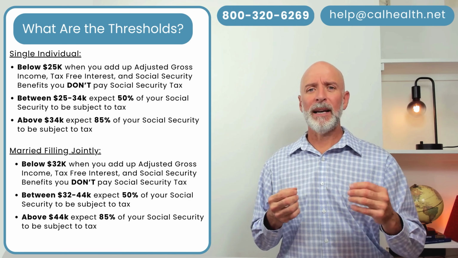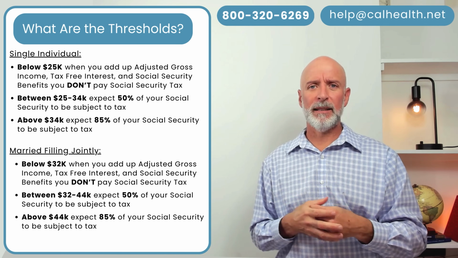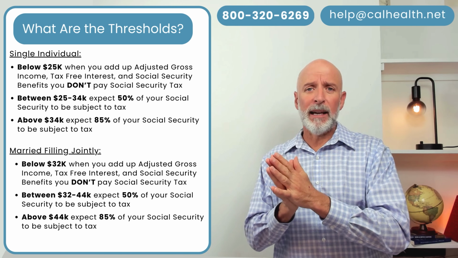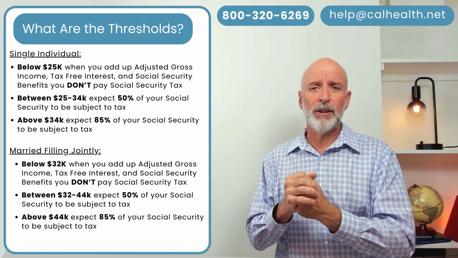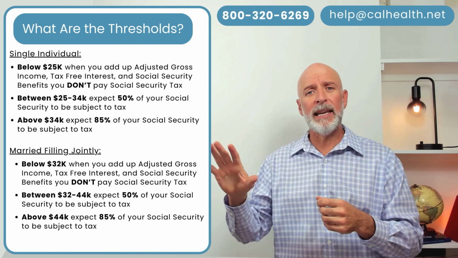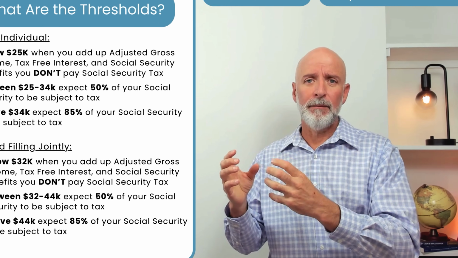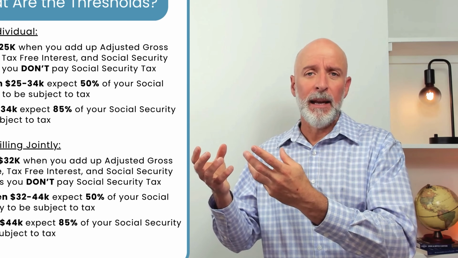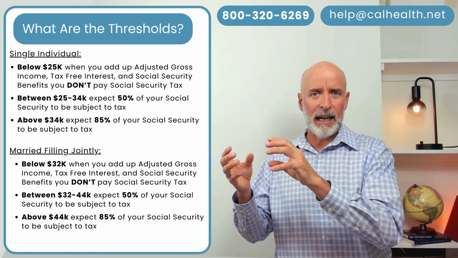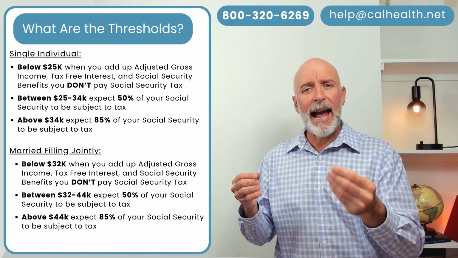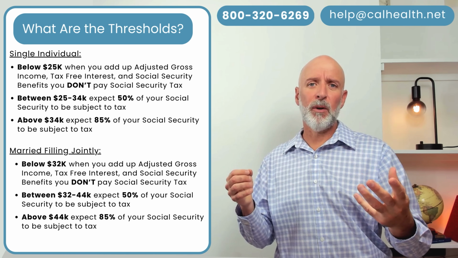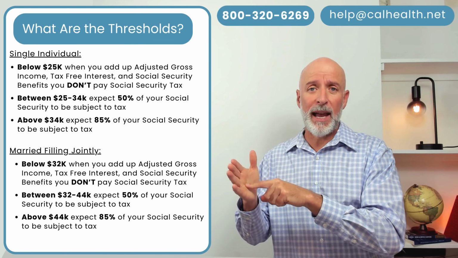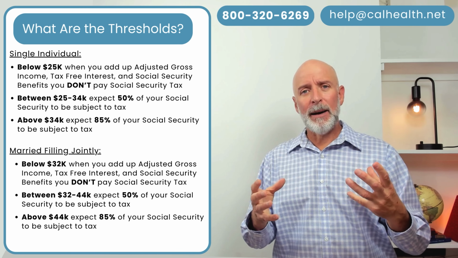Now, what does that mean? When I say 50% is subject to tax for an individual, it means that, let's say we get $2,000 a month in Social Security, that's $24K a year. Half of that, so $12,000, is now going to be taxable income. And we'll show you on the 1040 where this actually figures in. But whatever your tax bracket is, let's say it's 12%, that 12% is now also going to apply to the 12K.